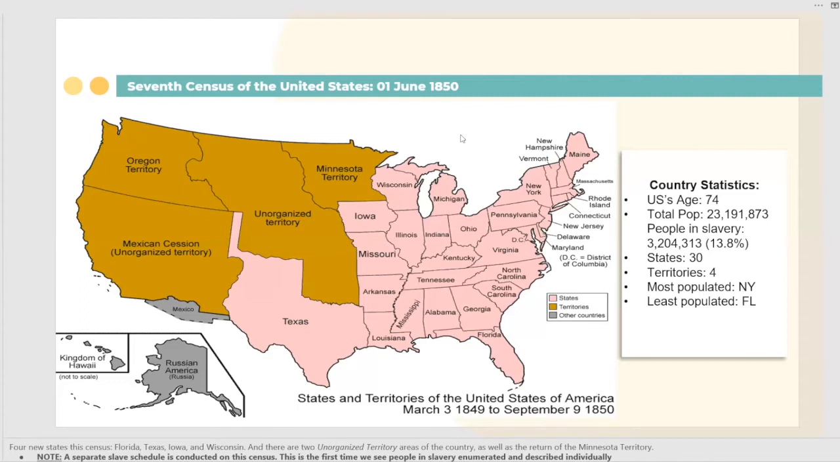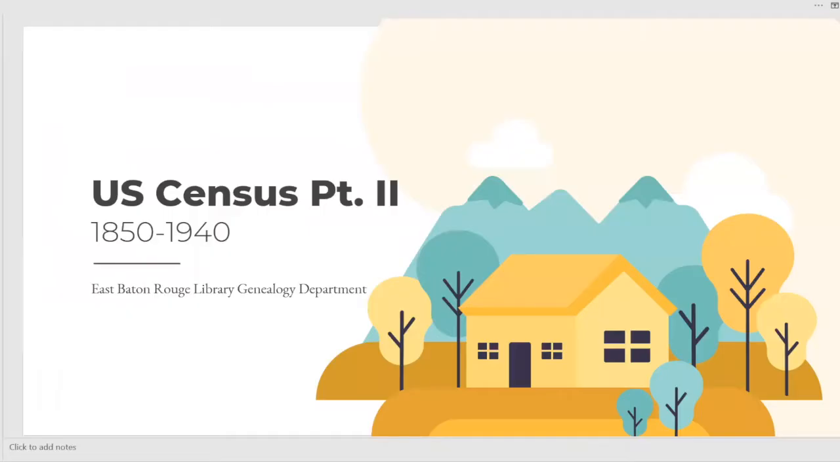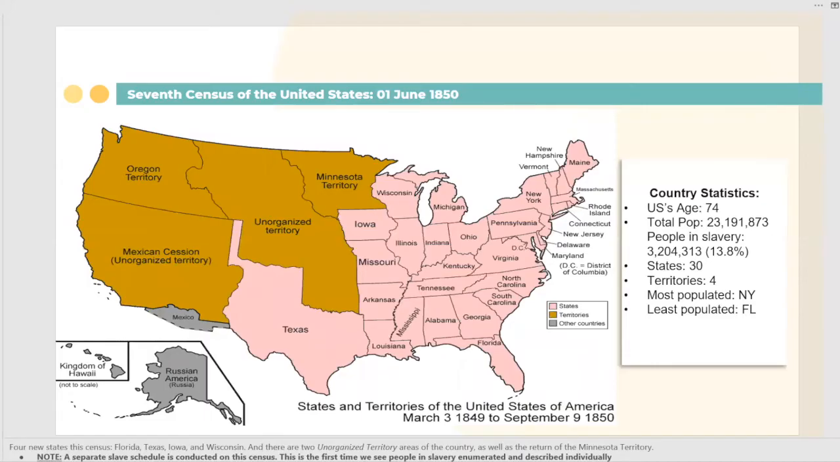Starting off on this census, we have 4 new states that include Florida, Texas, Iowa, and Wisconsin. And there are 2 unorganized territory areas of the country, as well as the return of the Minnesota Territory. So that had been dropped in the 1840s and returned in the 1850s. This is also the first time that we will see people in slavery enumerated and described individually.